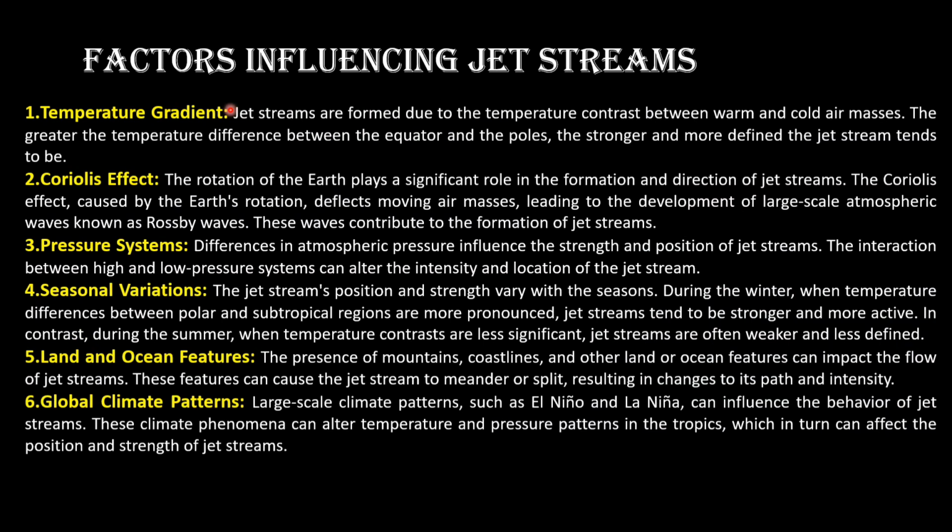What are the factors influencing jet streams? First one is temperature gradient. That means the differences between two air masses. Jet streams are formed due to the temperature contrasts between warm and cold air masses. We know that in the equator region there is a warm air mass and in the pole regions there is a cold air mass. So these differences make the temperature gradient a factor that can influence the jet streams. It can strengthen the intensity of jet streams.